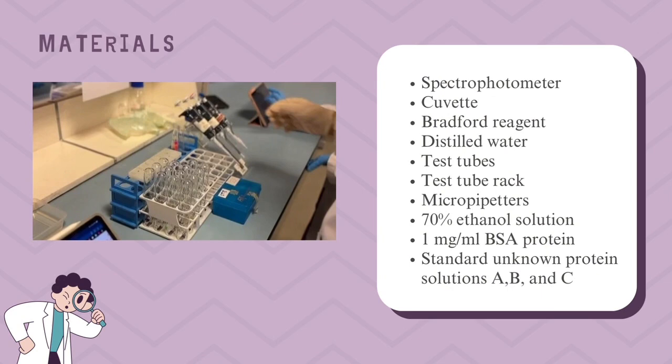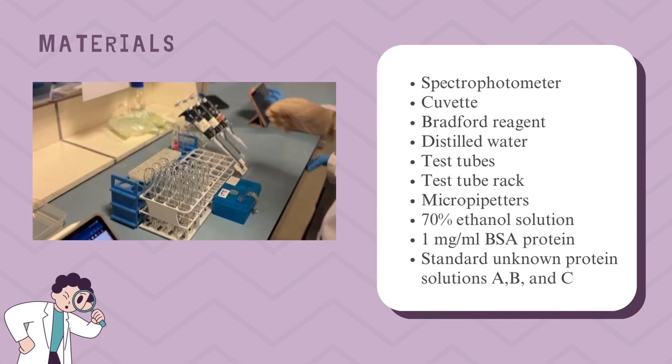Spectrophotometer is to measure the absorbance of a solution. Cuvette is a small transparent container to hold sample for analysis in spectrophotometer. Micropipette is a precision instrument used to measure and transfer a small amount of liquid accurately, and Bradford reagent binds to protein to allow protein concentration measurement using spectrophotometer.